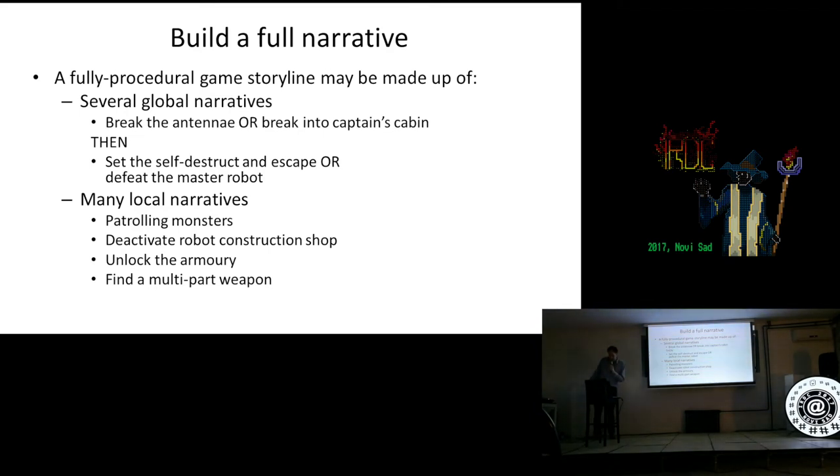Now, what I'm thinking about is that there's perhaps a library of global narratives. Maybe the first part is breaking into the captain's cabin, or maybe it's breaking the antennae. And after that, maybe it's setting the self-destruct and escaping, or maybe it's defeating the master robot. And maybe I take some combination of these, and that means I get a complete procedural storyline for my game, made up of different parts.